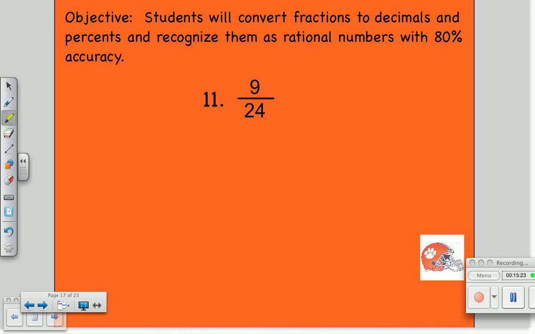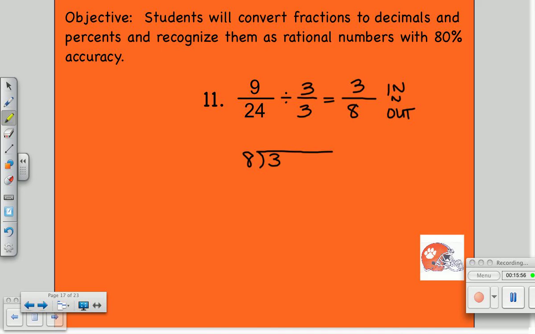9 out of 24. Let's try, anyways, to reduce this first. So we're going to divide by 3 and 3 and see if that helps us. 9 divided by 3 is 3. 24 divided by 3 is 8. Can I multiply 8 by anything to get 100? No, I cannot. So you know what? On this one, we're just going to have to divide in and out. If it's not easy to change the denominator to 100, then you have to divide to get a decimal.